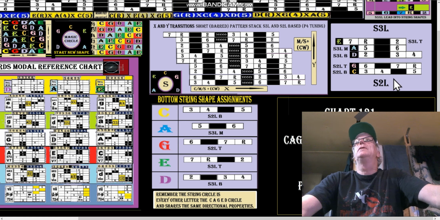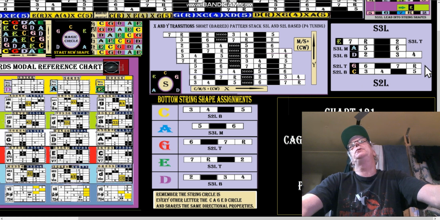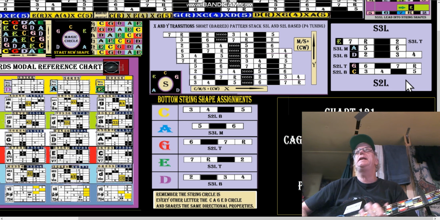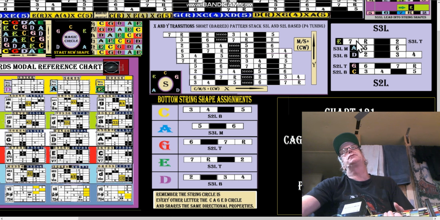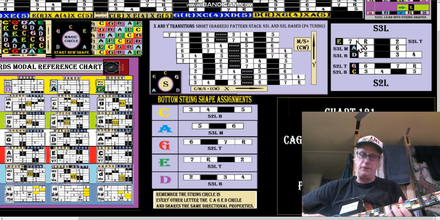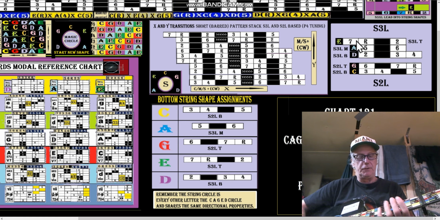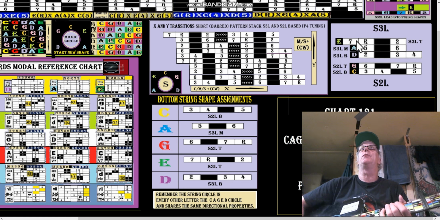So again, this is your S3L, this is your S2L. We're going to assign a letter to each of the strings in the two building block patterns. These are the basic building block patterns. No matter what key you're in, you could start any of those patterns on any of those strings, you just continue it up and go through the tuning warp, and you can take the pattern through the tuning warp. So, that's the way that works.